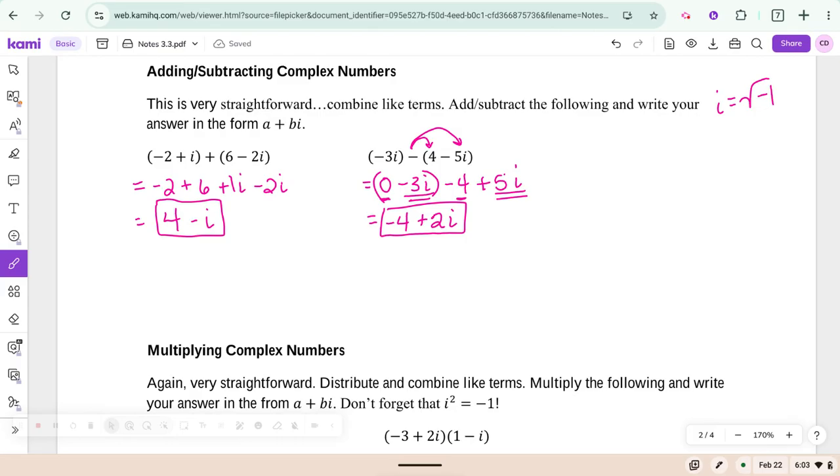So just be sure if you're subtracting that you subtract the real part and you subtract the imaginary part. So you have to distribute the minus sign. And minusing a negative is the same as adding a positive.